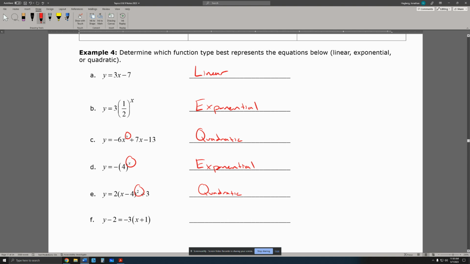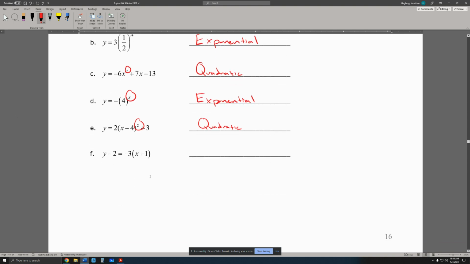And finally, letter F, y minus 2 equals negative 3 times the quantity x plus 1. Again, the exponent here is 1. This is a polynomial of degree 1 or a linear function. The form of this linear equation is in point-slope form.